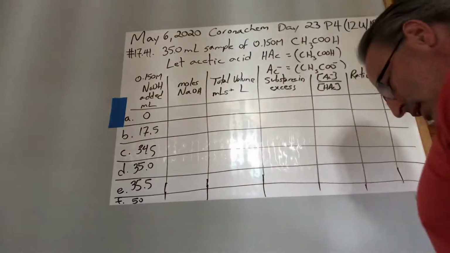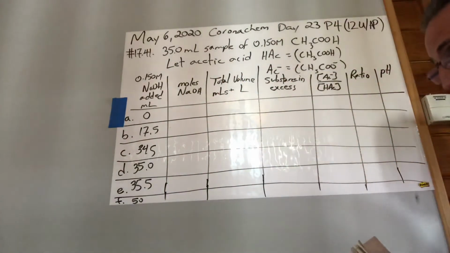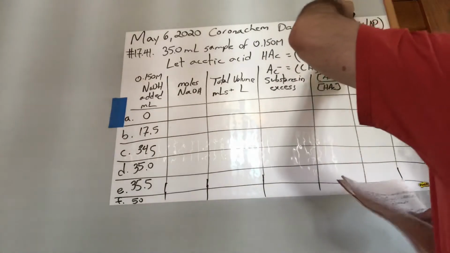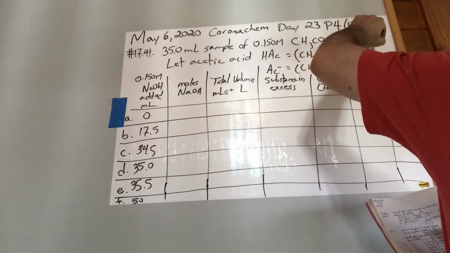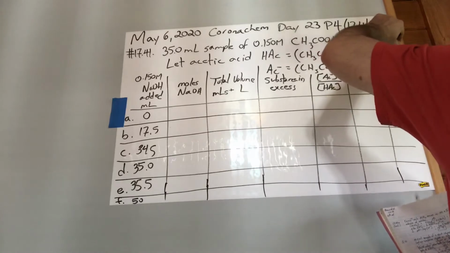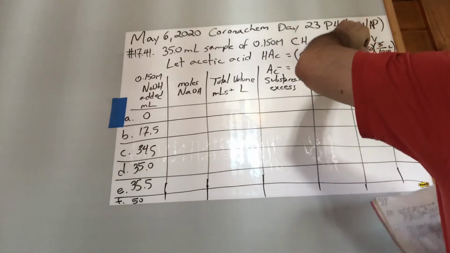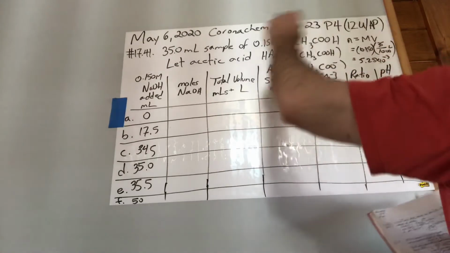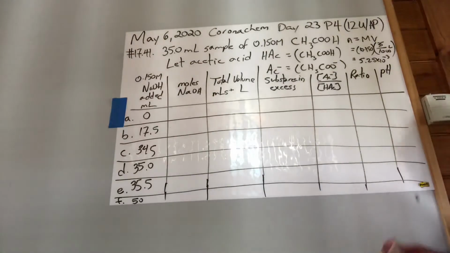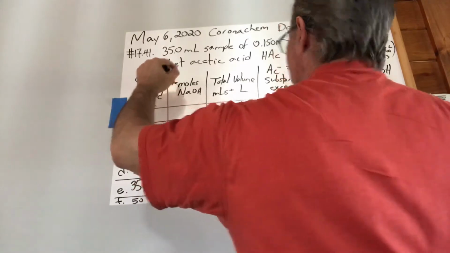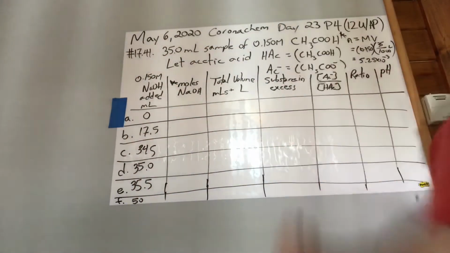So how do I get the moles of NaOH? I'm going to use the equation n equals MV. And for example, if the molarity is 0.15 and we have 35 thousandths of a liter of titrant added, what we get is 5.25 times 10 to the negative 3 moles. So I'm going to write these values here. So I'm doing this calculation to get this value. I'm just going to put a little star here so you know what I'm doing.